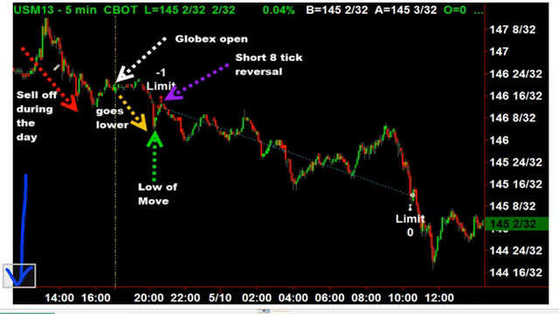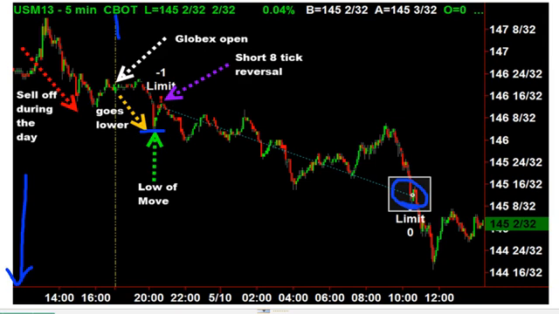We get a sell-off on that day. The bond market opens up here at 6 o'clock, and I need the bonds to break down for me. They go lower. This is the low of the move right here. I put a sell stop order 8 ticks from the low of that move. I short an 8-tick reversal. I use a 5-tick stop loss, and then I use a 32-tick target.